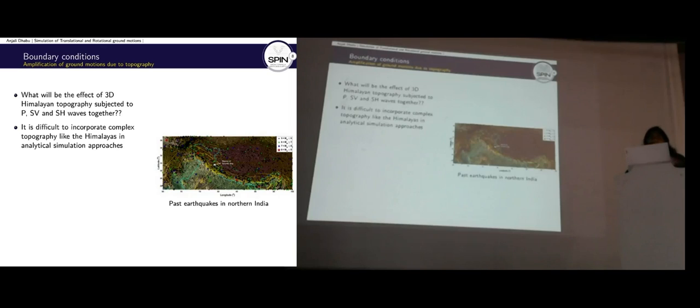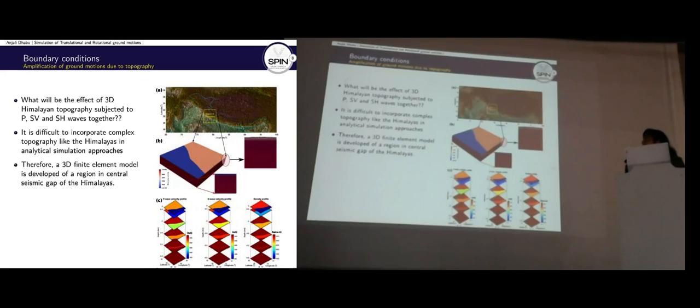Now, in order to simulate ground motions here, analytical approach cannot be of much help. Therefore, a 3D finite element model was developed for the central seismic gap of Himalayas. The figure in between shows the finite element model. And you can see that it is not just the Himalayas that consist that region, but also a huge part of the Indo-Ganga basin exists there, which are alluvial deposits because of the river. And there is a drastic change in the material properties that is observed. So that was also considered in developing this model. So the variation of material properties with respect to depth has also been considered.